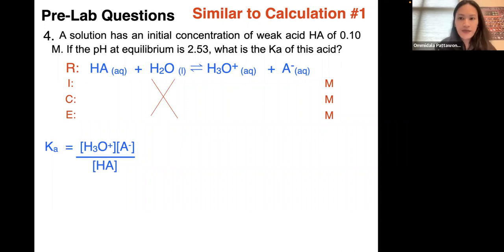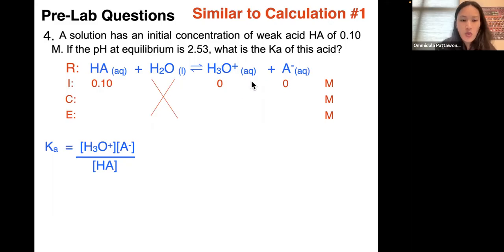So we're going to exclude that. Okay, so the initial concentration of HA is 0.1. At the beginning, before the reaction starts, the concentration of hydronium ion and its conjugate base would be 0 because nothing happened yet, right? Before you react water with weak acid, nothing happens. So therefore your product would be 0.